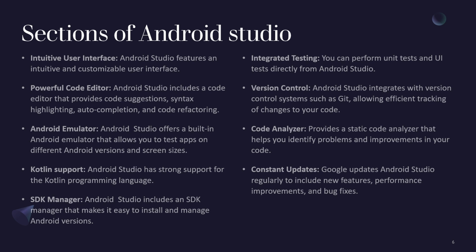Integrated testing: you can perform unit tests and UI tests directly from Studio. Version control: Android Studio integrates with version control systems such as Git, allowing efficient tracking of changes to your code. Code analyzer provides a static code analyzer that helps you identify problems and improve your code. Constant updates: Google updates Android Studio regularly to include new features, performance improvements, and bug fixes.